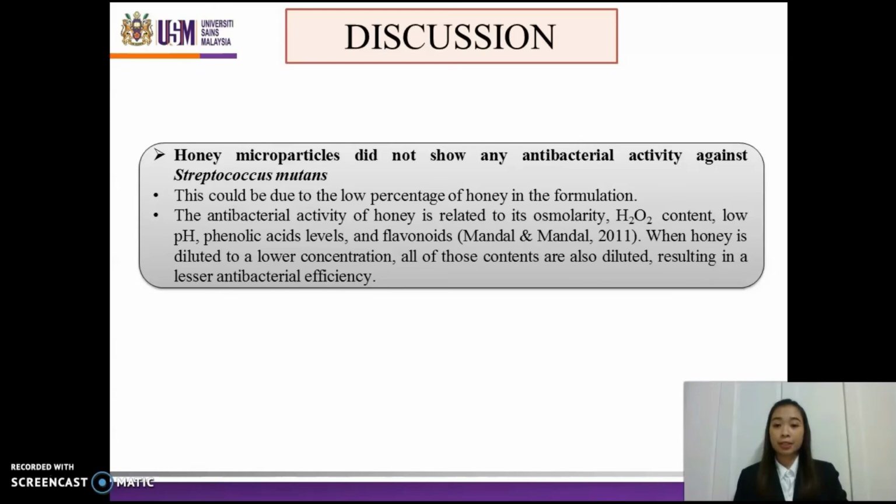Honey microparticle did not show any antibacterial activity against Streptococcus mutans. This could be due to the low percentage of honey in the formulations, and the antibacterial activity of honey is related to its osmolarity, hydrogen peroxide content, low pH, phenolic acid levels, and flavonoids. When the honey is diluted to a lower concentration, all of those contents are also diluted, resulting in lesser antibacterial efficiency.